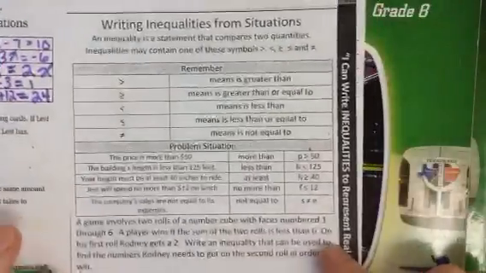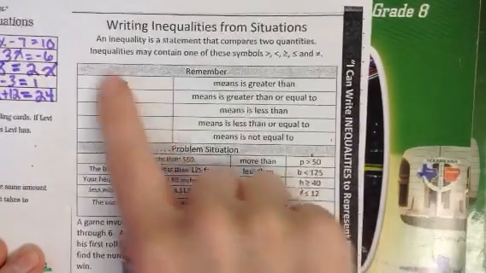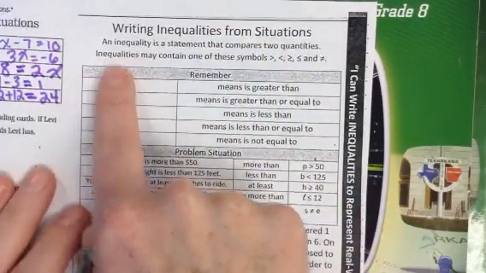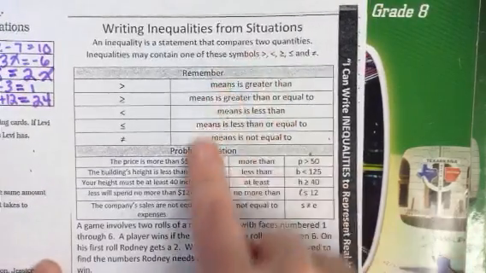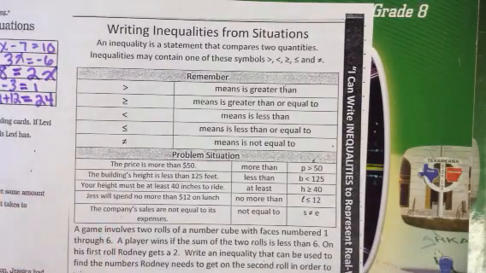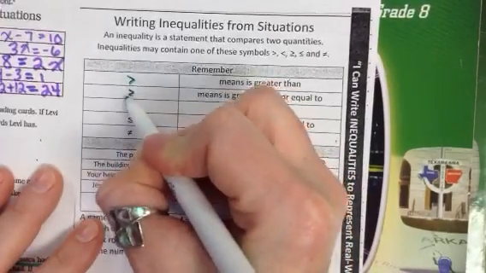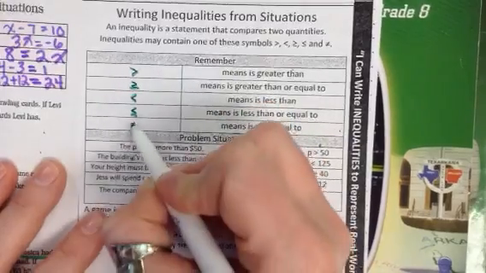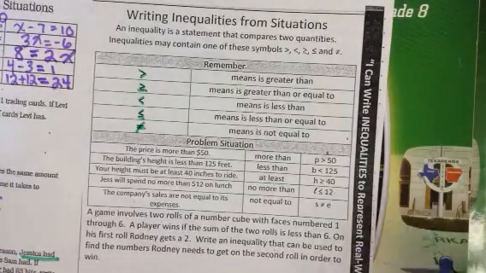Okay, on this side of the page, the title says Writing Inequalities from Situations. An inequality is a statement that compares two quantities. Inequalities may contain one of these symbols. So down here, there's a table showing you which one's which. You need to know how to read them. First one is greater than or equal to, less than or equal to. If you see an equals with a slash through it, that means it's not equal to.